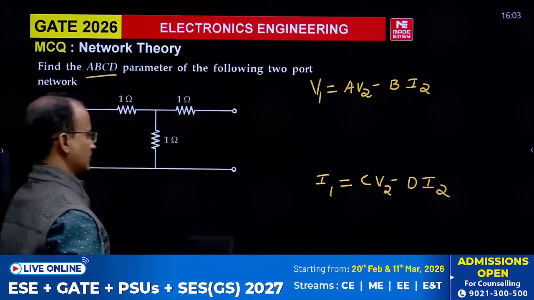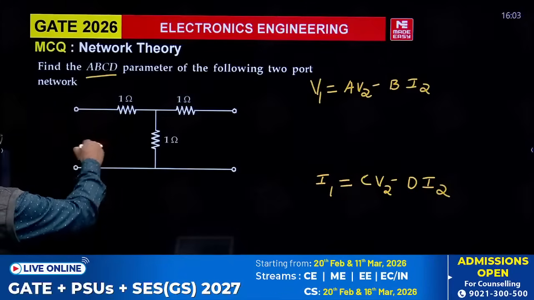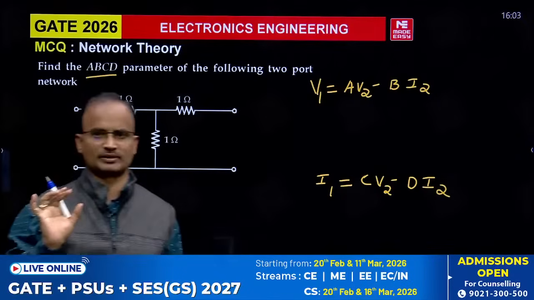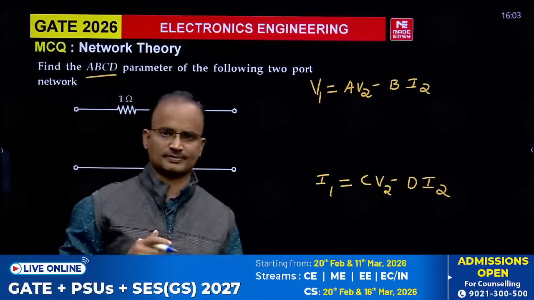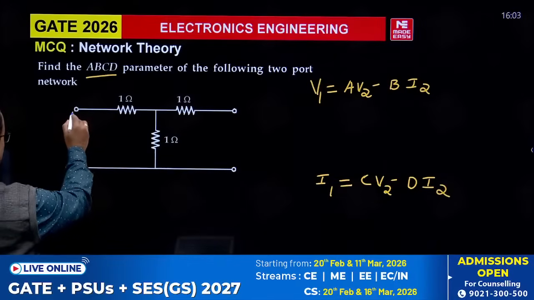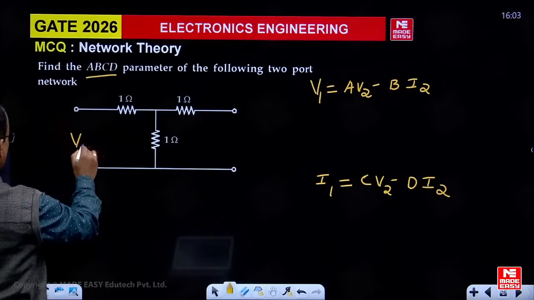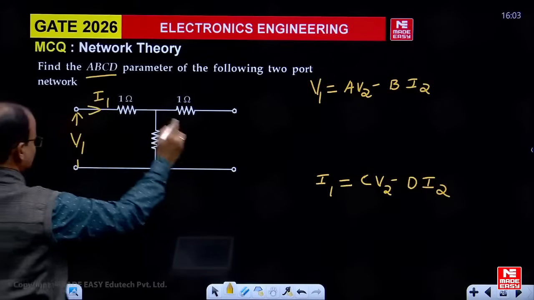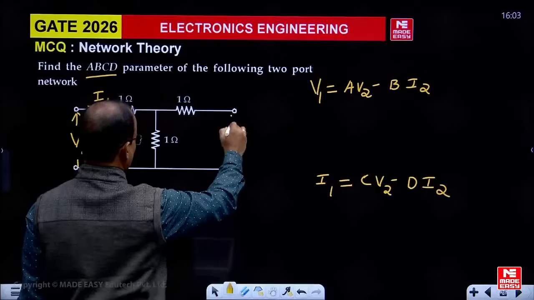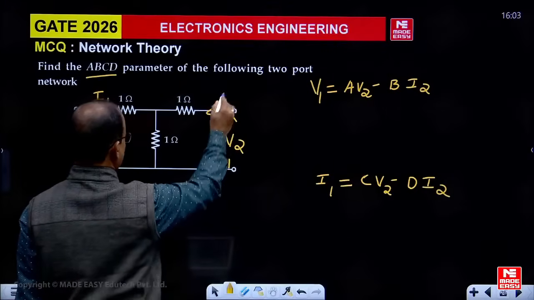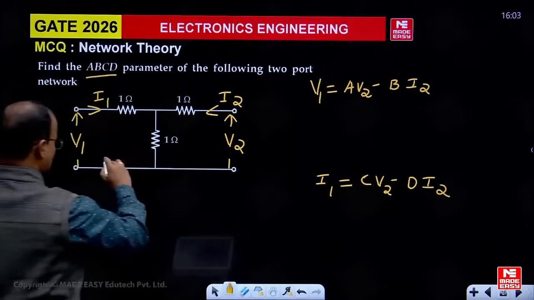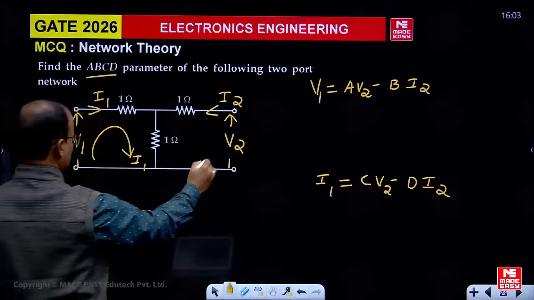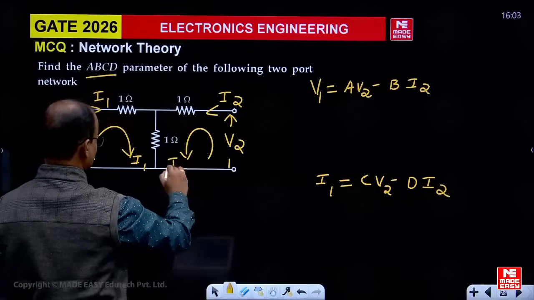Now, for this particular example, from the network itself, we can conclude there is loop 1 and loop 2. That means simply we can go for KVL equations. As per this 2-port network, in the input side, let us assume voltage is V1 and the current is I1. In the other port, voltage is V2 and the current is I2. Now let us write the KVL equation corresponding to loop 1 and loop 2.